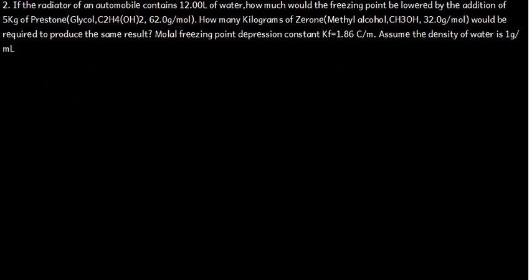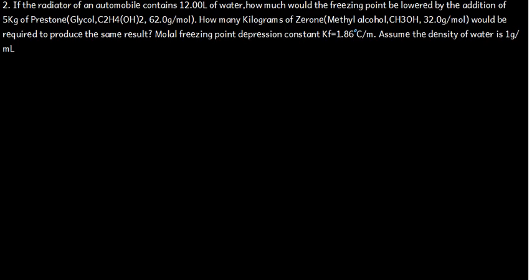If the radiator of an automobile contains 12 liters of water, how much would the freezing point be lowered by the addition of 5 kg of Prestone, which is glycol, having that molecular formula and that molar mass? How many kilograms of methanol, which is methyl alcohol, would be required to produce the same result? The molar freezing point depression constant is given as 1.86 degrees Celsius per molar. Assume the density of water is 1 gram per milliliter.